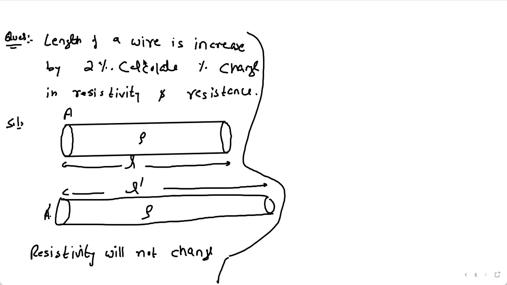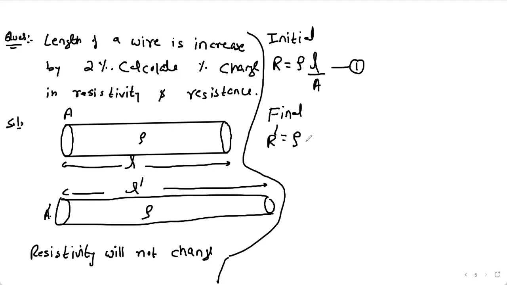Now, let's decide how the resistance will change. See, initially, the resistivity is rho, area is A, length is L. I can write that resistance is rho L over A. That's my first equation. This is the initial resistance. When I change the length, area of cross section will also change. So I can write my resistance as R prime is rho L prime over A prime. That is equation number 2.